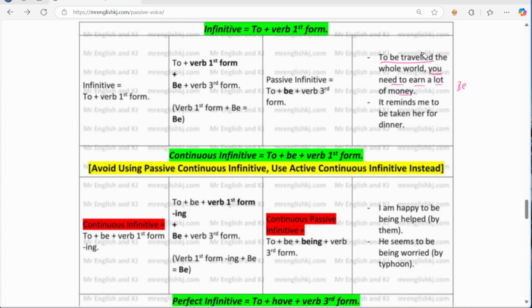So you is the subject. But to be traveled the whole world, that is the passive. Okay, in order to travel the whole world, you need to earn a lot of money. Clear? Remember that. So we are not directly putting for you to do everything. We are just saying it happens. We are focusing on the verb here. Okay, we are not focusing on the subject. We are focusing on the verb here. That's why we made passive.